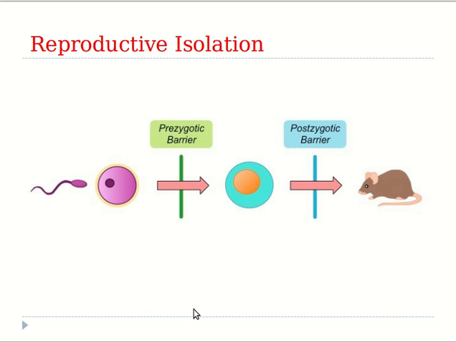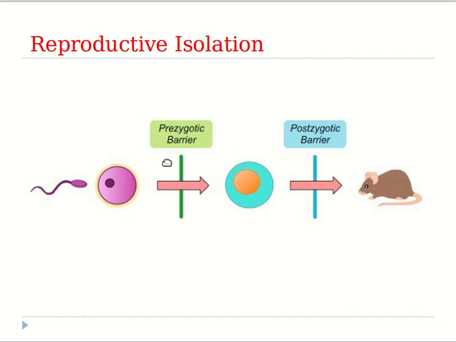Now, reproductive isolation. So, what is reproductive isolation? As we have already mentioned, reproductive isolation is one where there is a reproductive barrier. It prevents interspecific mating, or it prevents the formation of viable zygotes or hybrids. There are two kinds of reproductive isolation as already mentioned: the prezygotic barrier and the postzygotic barrier. Here you can see the prezygotic barrier acts before the formation of the zygote.